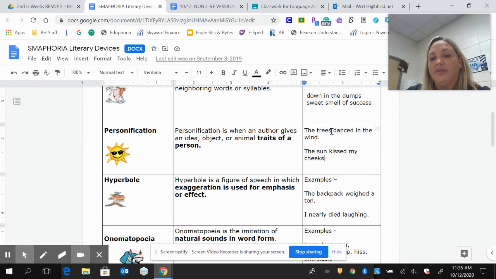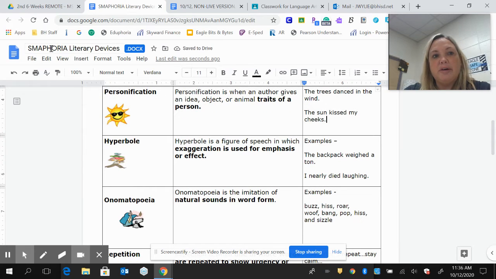So here's an example. The trees dance in the wind. All right. Can trees really dance? No, they're swaying with the wind, okay? The sun kissed my cheeks. Can the sun literally kiss your cheeks? No, you're getting a nice little tan, but it's not literally kissing your cheeks.